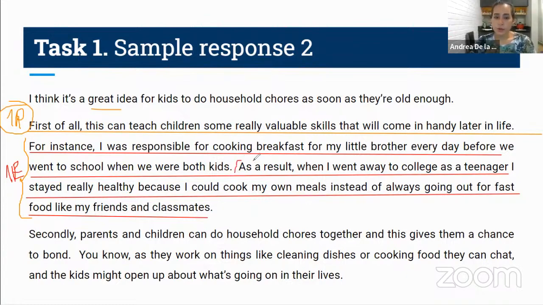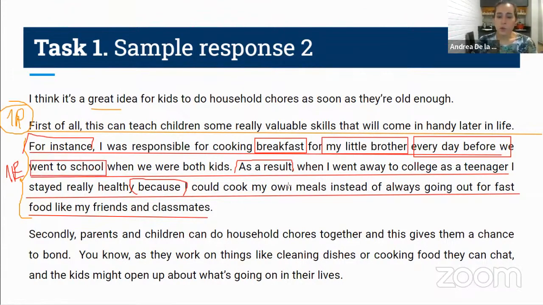Now, what do I like about this example? It is well connected, it has good transitions. For instance, as a result, he could have said so, but he said as a result, which is better. Maybe he could have used a better one here, but it's well connected. Second thing, it is very detailed. Where are the details? What are the details in this example? When he says, my little brother, that's a detail, right? When he says breakfast, that's a detail. When he says every day before we went to school, that's a detail, right? When he says, when I went away to college, that's another detail.